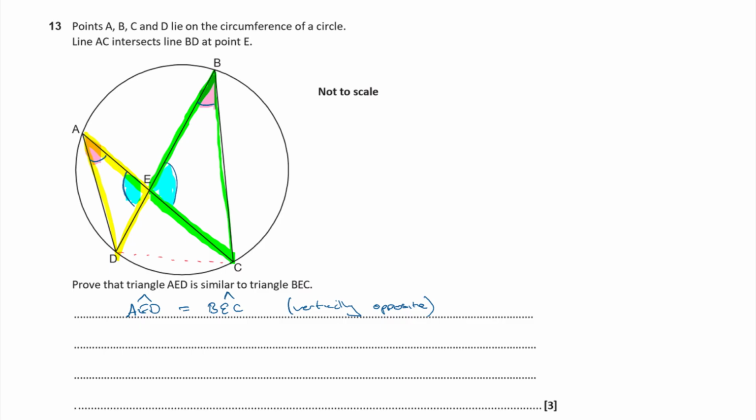So I'm going to say that DAE is equal to CBE, and the reason is because angles in the same segment subtended from same chord.